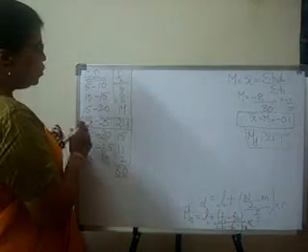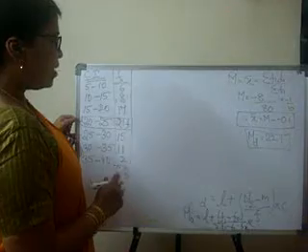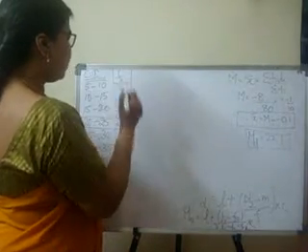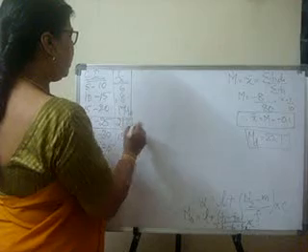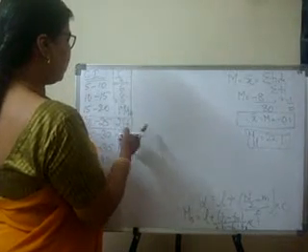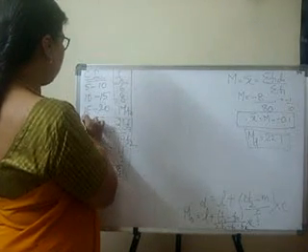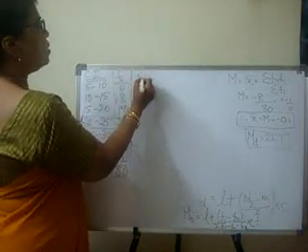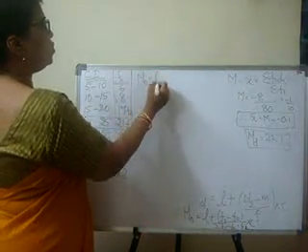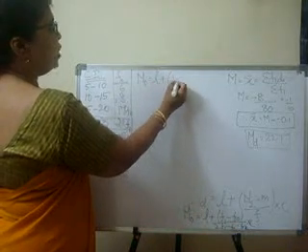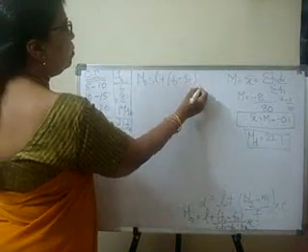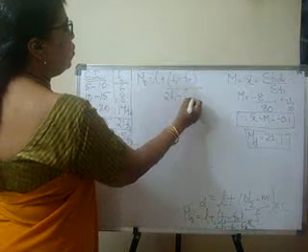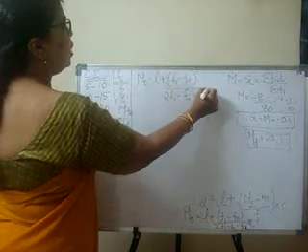For mode, we have to identify which is the highest frequency. The highest frequency we call F1, the one above is F0 and the one below is F2. The lower limit of the F1 class will be your L. Now substitute the values in this formula: L plus (F1 minus F0) divided by (2F1 minus F0 minus F2) into C.